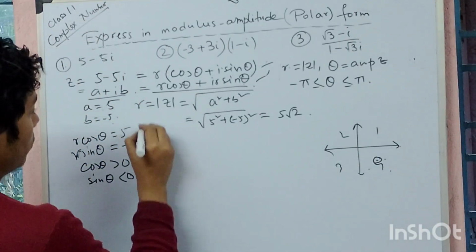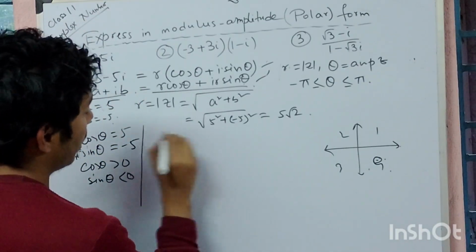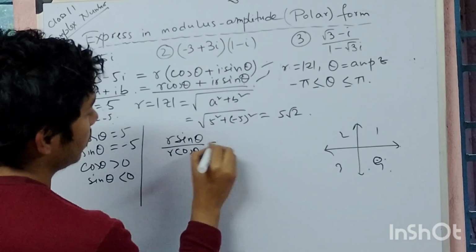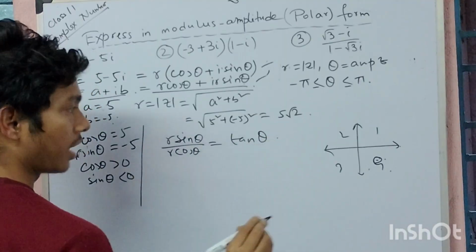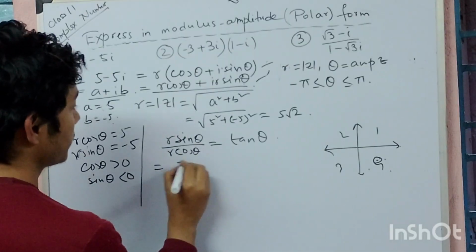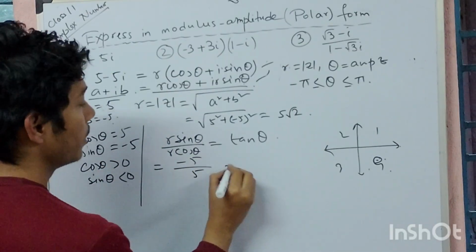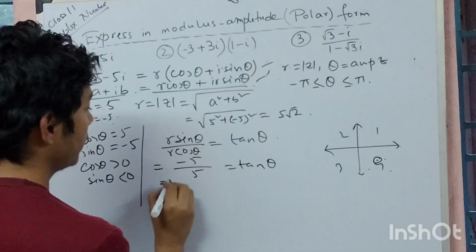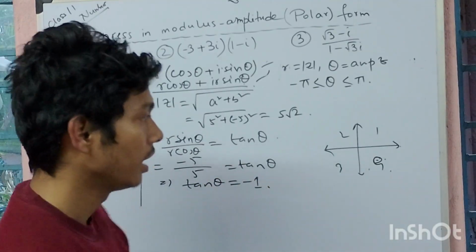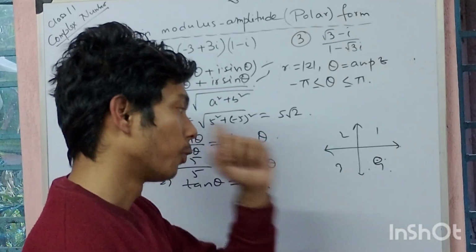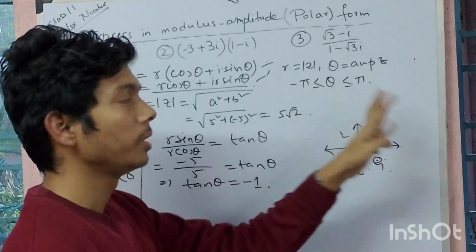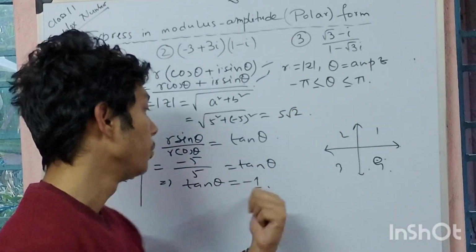Now look at this. R sin theta by r cos theta equals tan theta. R will be cut out, and sin theta by cos theta equals tan theta. My r sin theta is minus 5 and my r cos theta is 5, so my tan theta is minus 1. And for which value of theta? It lies in the fourth quadrant, between minus pi and pi, and tan of that angle will be minus 1.